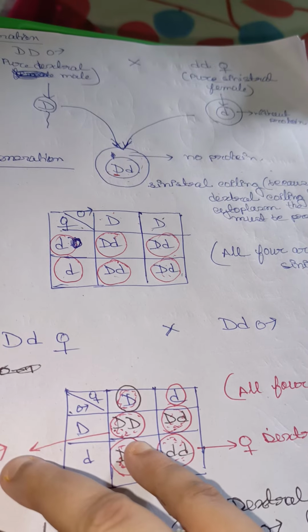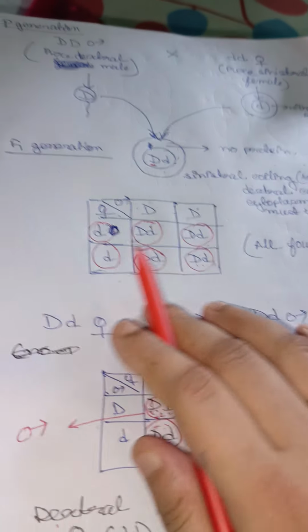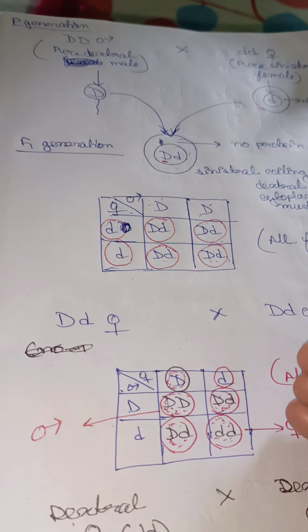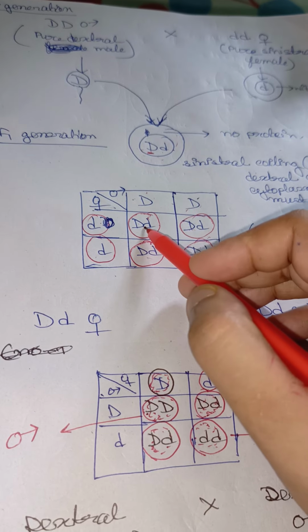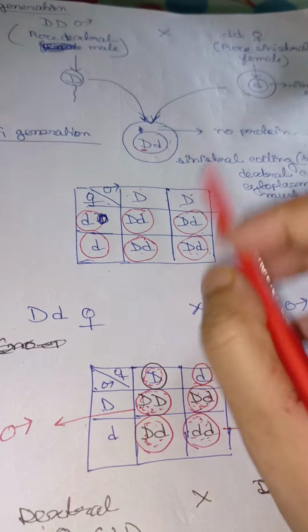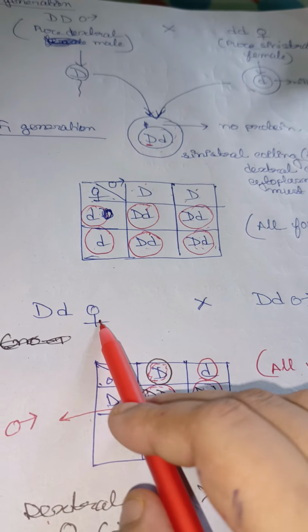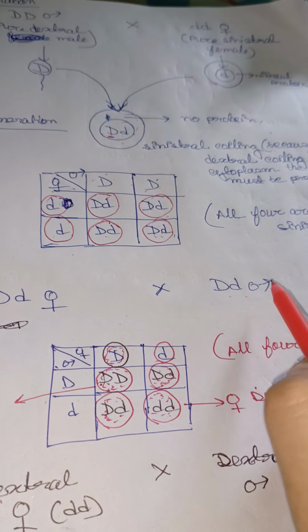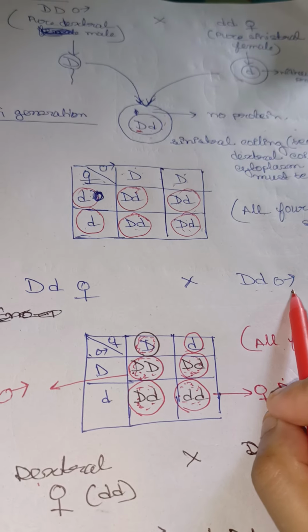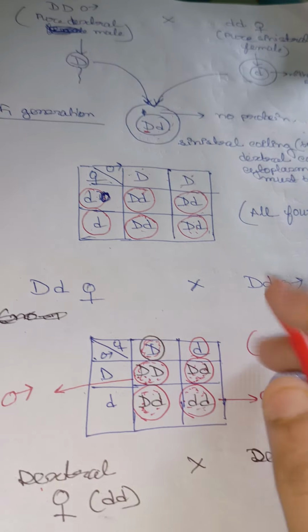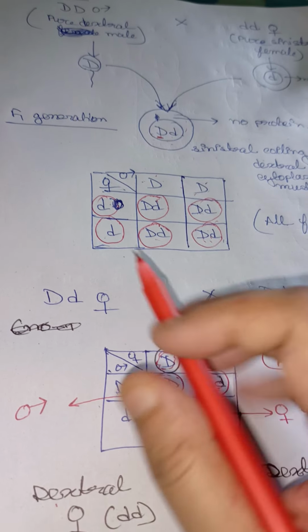Now suppose this F1 generation is crossed, selfing. Suppose one is male and one is female, because all their genotypes are the same. So Dd female, Dd male. As I told you, if they cross, now what will be the genotype?